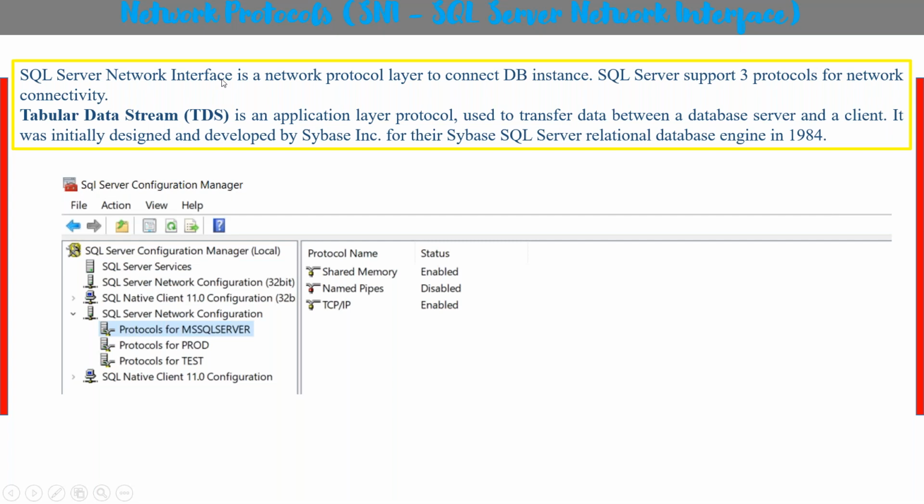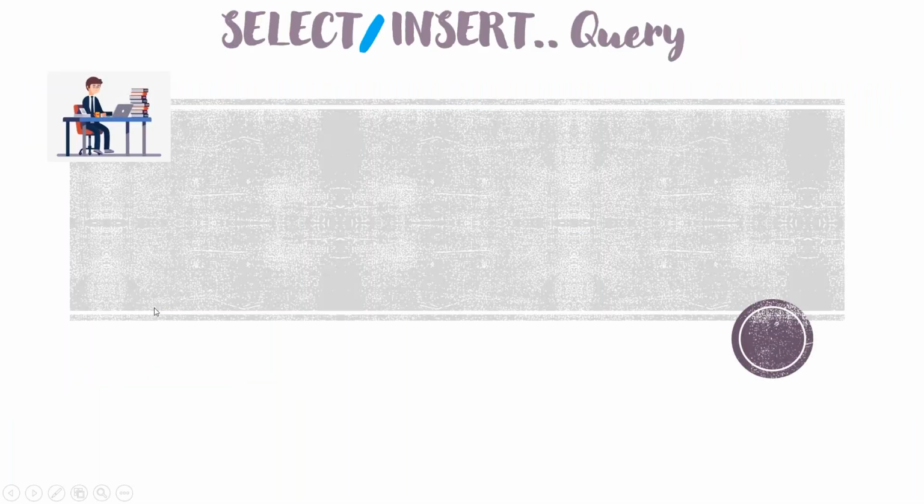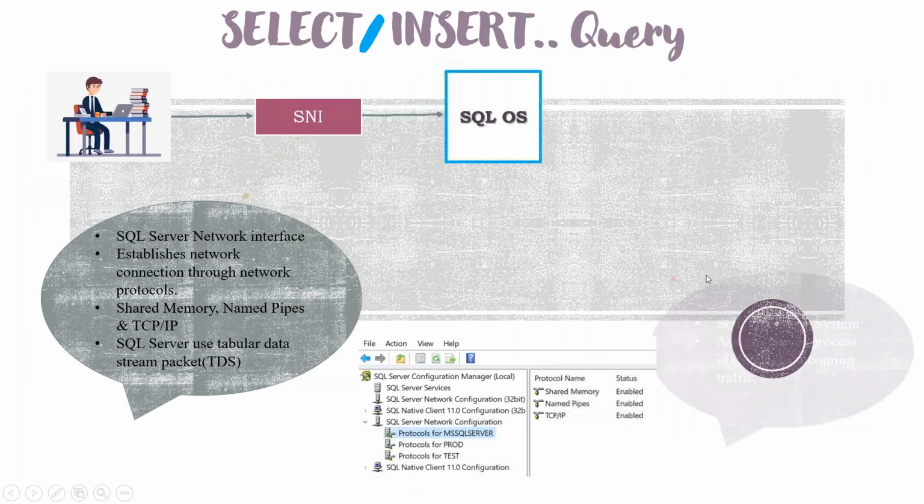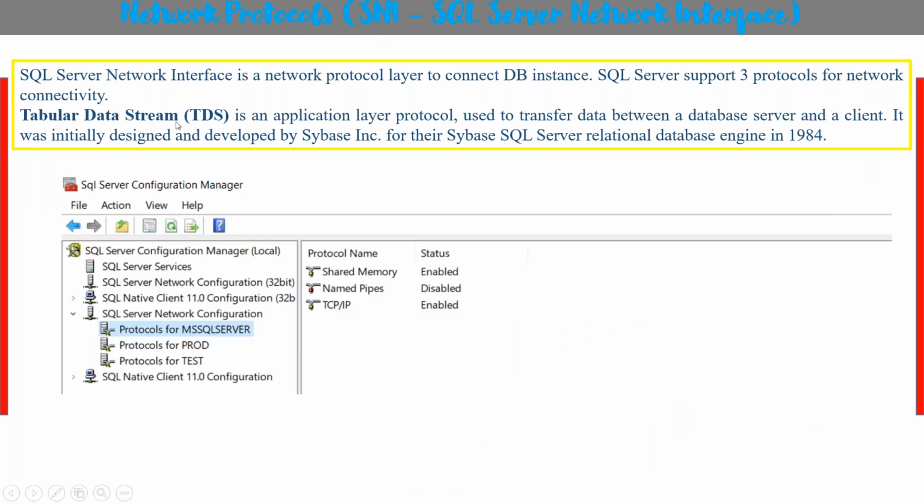SQL Server Network Interface is a network protocol layer to connect to the DB engine. SQL Server supports three protocols for network connectivity: shared memory, named pipes, and TCP/IP. I told you there is a concept called TDS, tabular data stream. What does that mean? It is an application layer protocol used to transfer data between the database server and the client.